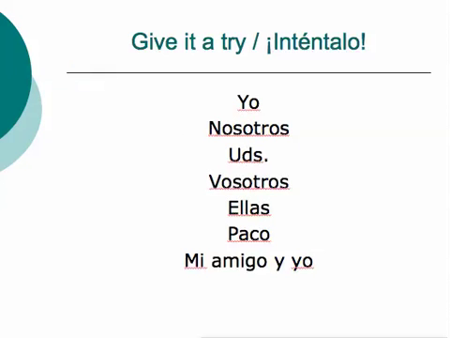Now it's your chance to give it a try. Inténtalo. What form of the verb ir would you use for each of the subjects listed here? Yo, nosotros, ustedes, vosotros, ellas, Paco, mi amigo y yo. You can pause the video here, and once you've figured out which form of the verb you would use for each subject, go ahead and hit play and you'll see the answers.